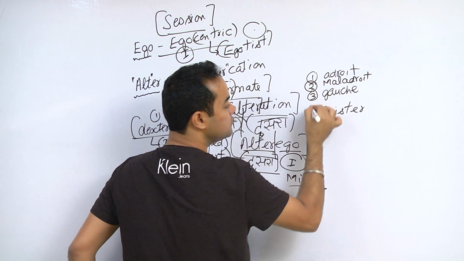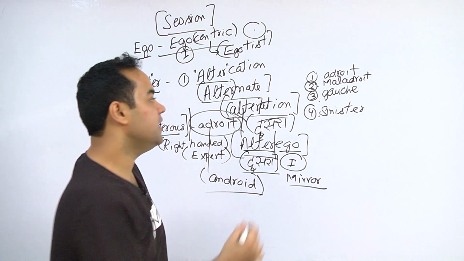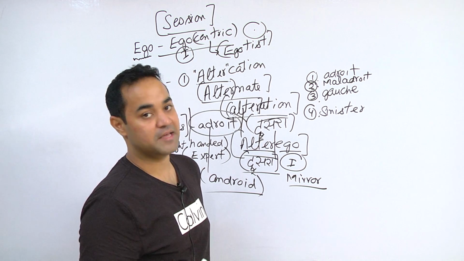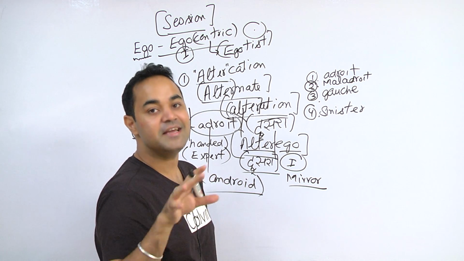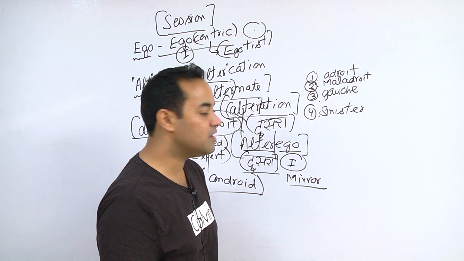Okay, if I have to pronounce it correctly, it's maladroit. In the English language, what does mal mean? I know what it means in Hindi, but in the English language, mal means bad, ugly, hate.